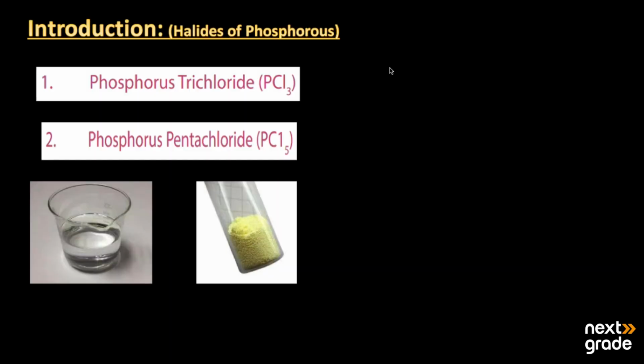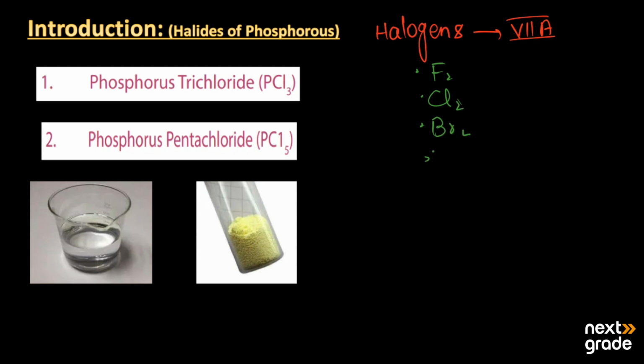So here we are going to discuss a new topic, which is the halides of phosphorus. What is meant by the halides of phosphorus? Basically, halide is a word derived from the halogens, and halogens are the group 7A elements, which include fluorine, chlorine, bromine, and iodine. When they react with any substance, specifically other nonmetals, they produce their specific halides.